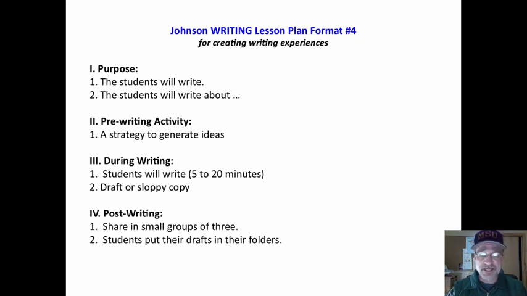The writing lesson plan for creative writing. The purpose: students will write, or students will write about something. The pre-writing activity is probably the most important thing. Some strategy to get students to generate ideas. And there are specific strategies. You can look at my book, and I have a bunch of them in there.